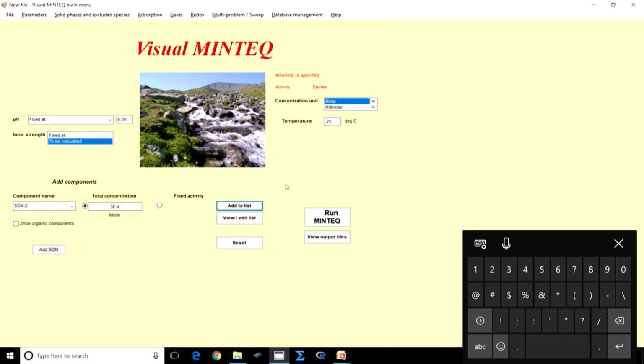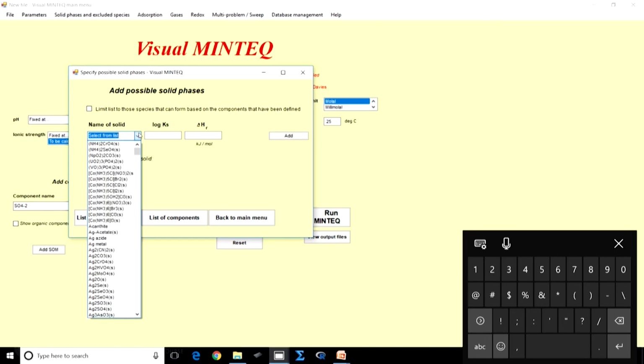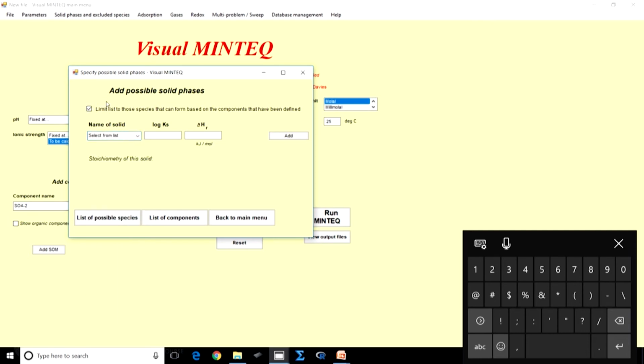Not really, because I need to specify the possible solid phases, right? So here, limit to those species. Otherwise, if I don't use this particular option, as we talked about, we are going to have all the possible solids for all the different types of components. Well, that's an exhaustive list. So I'm going to ask WMINTEQ to limit the choice to those solids that would be present based on the relevant components we chose.